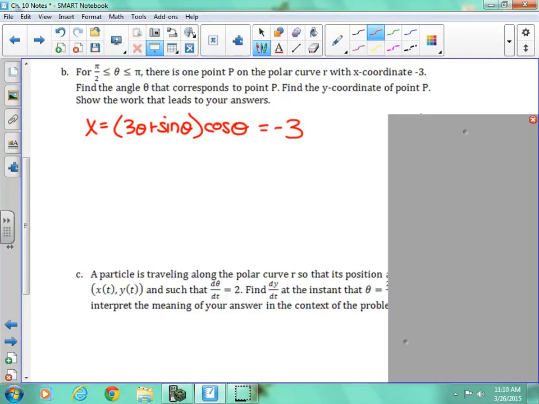Kiddos, hold on. How do I solve a nasty equation equal to a number? Inverse trig. Inverse trig? I know. But I have sine times cosine. Can I get theta by itself? Mm-mm. But what can I do?